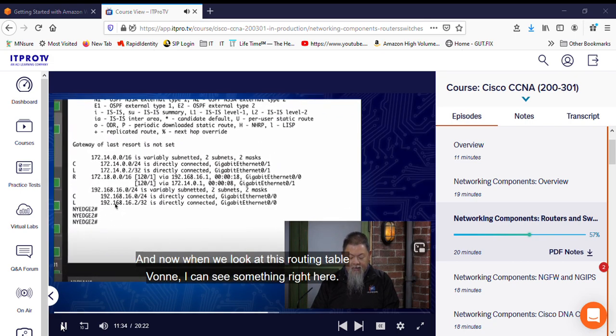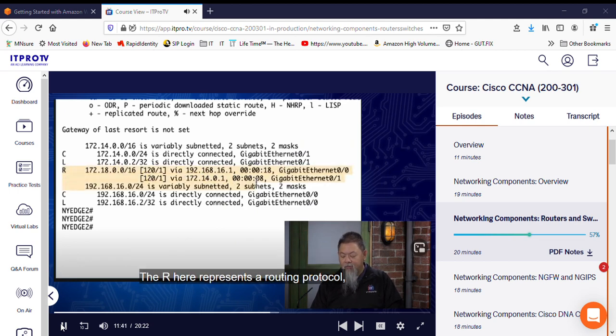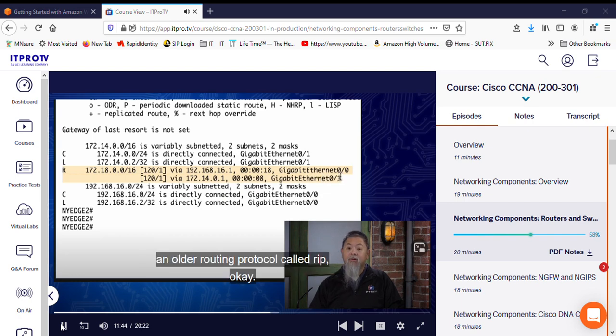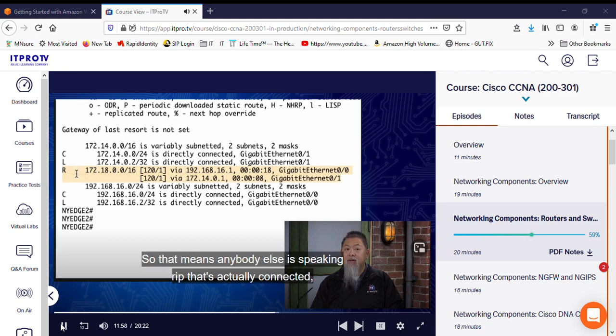So Vaughn, let me go to NY Edge 2. Now when we take a look at this routing table, I can see something right here. The R here represents a routing protocol, an older routing protocol called RIP, the Routing Information Protocol. RIP actually says, hey, look, I've learned about this particular route from RIP. So that means anybody else that's speaking RIP that's connected, I can learn about their routes that may not be directly connected here.